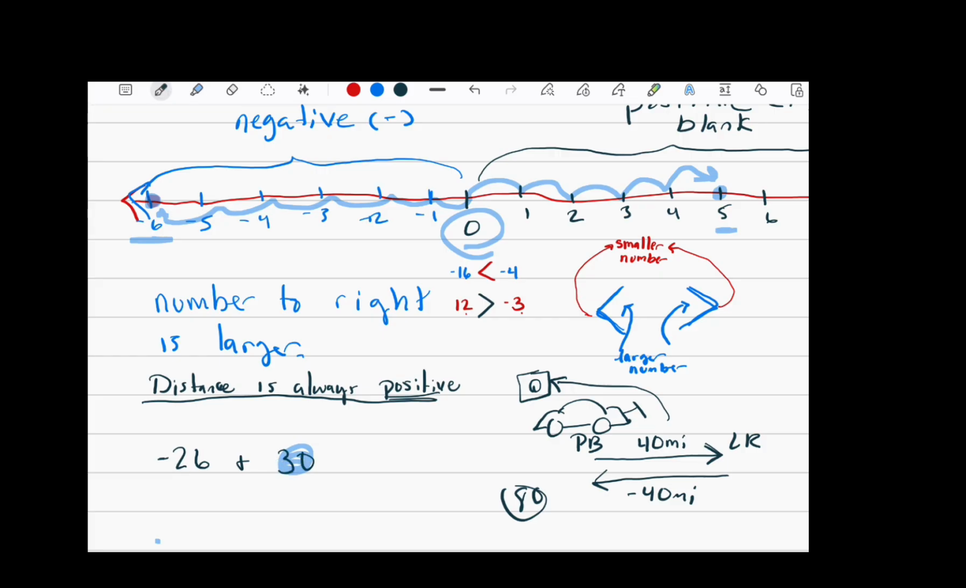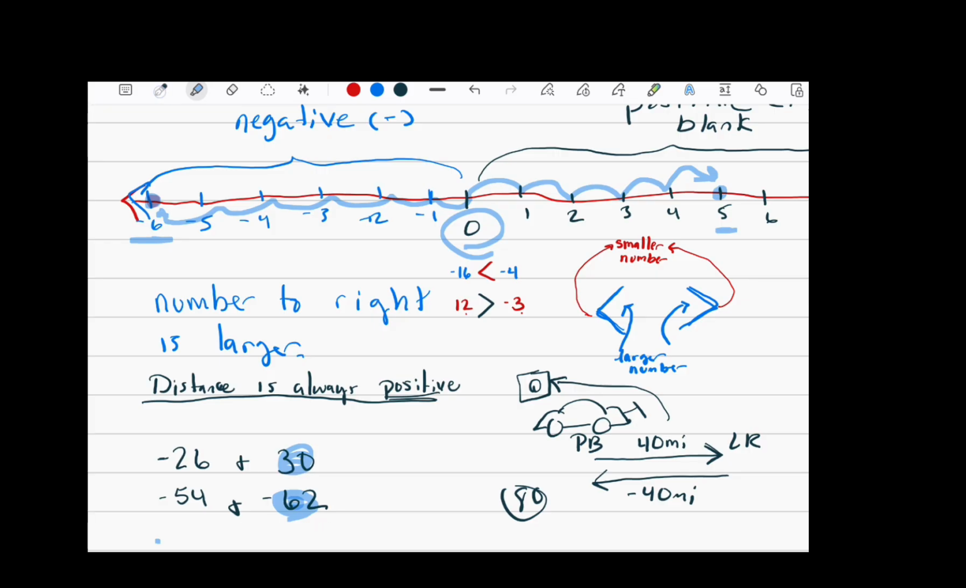Let's do it again. -54 and -62. Which is farther away from 0? Negative 62 is farther away. I did not say it was larger. Actually, negative 54 is larger because I'd rather owe you 54 than owe you 62. But when I say distance from 0, negative 62 is farther away from 0 than negative 54.